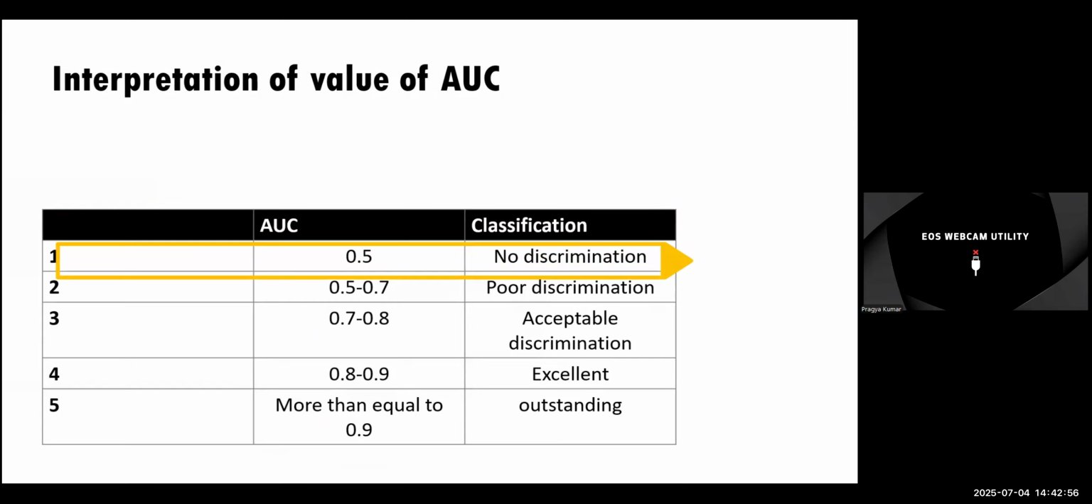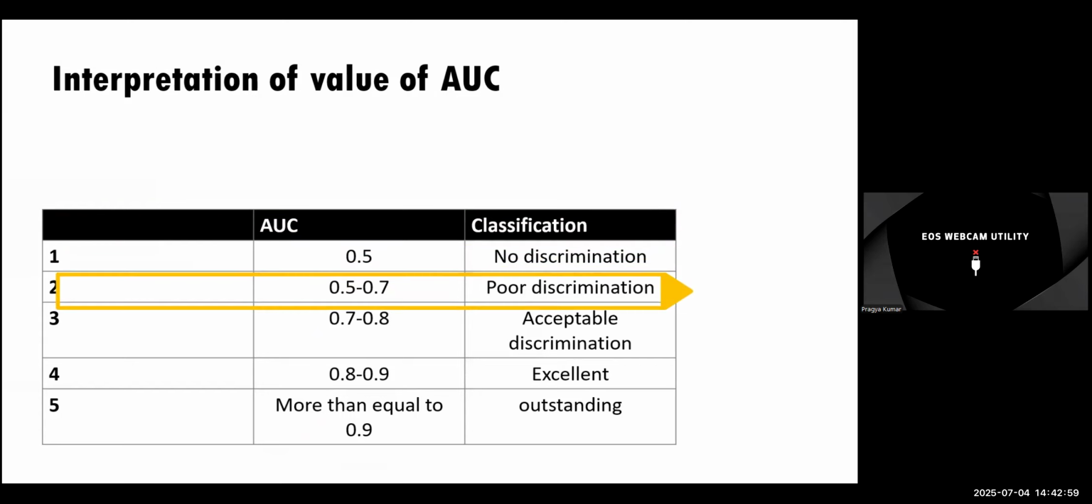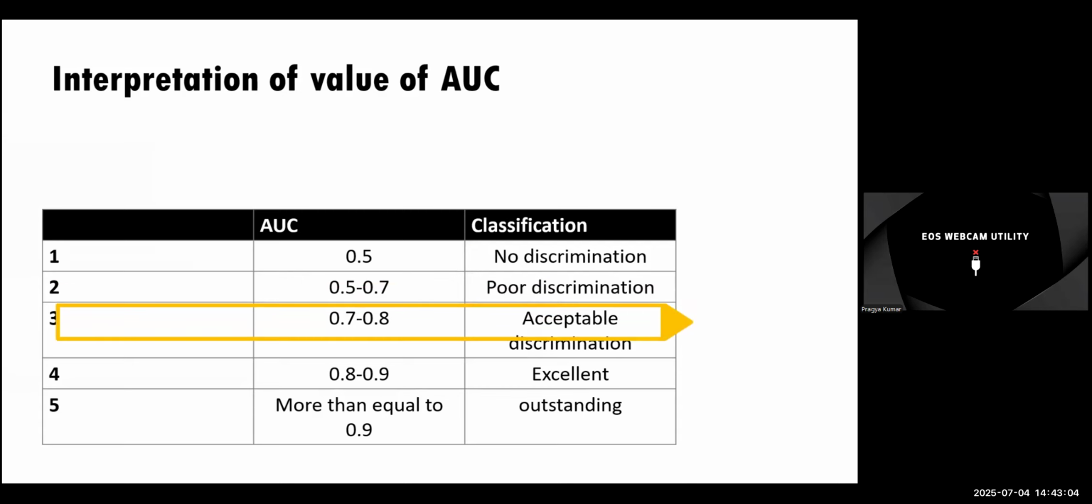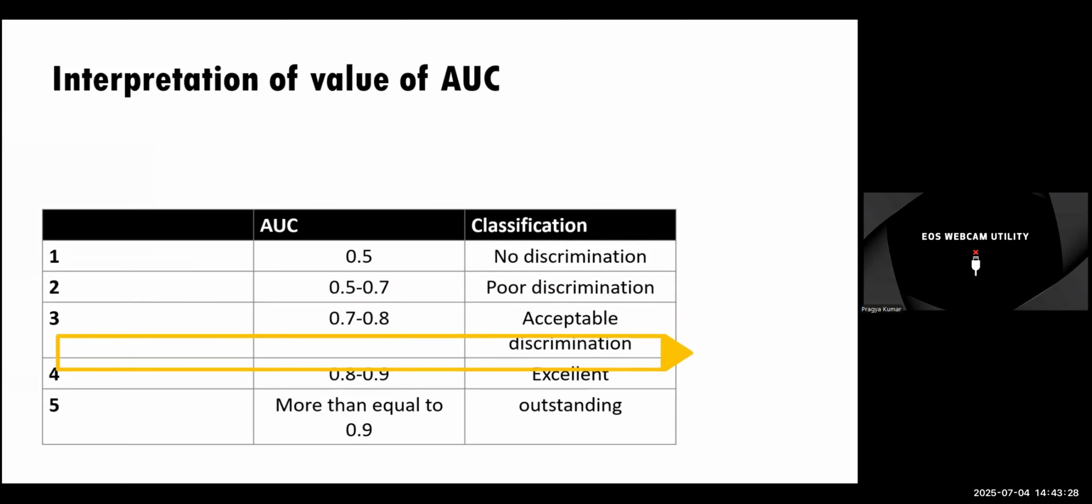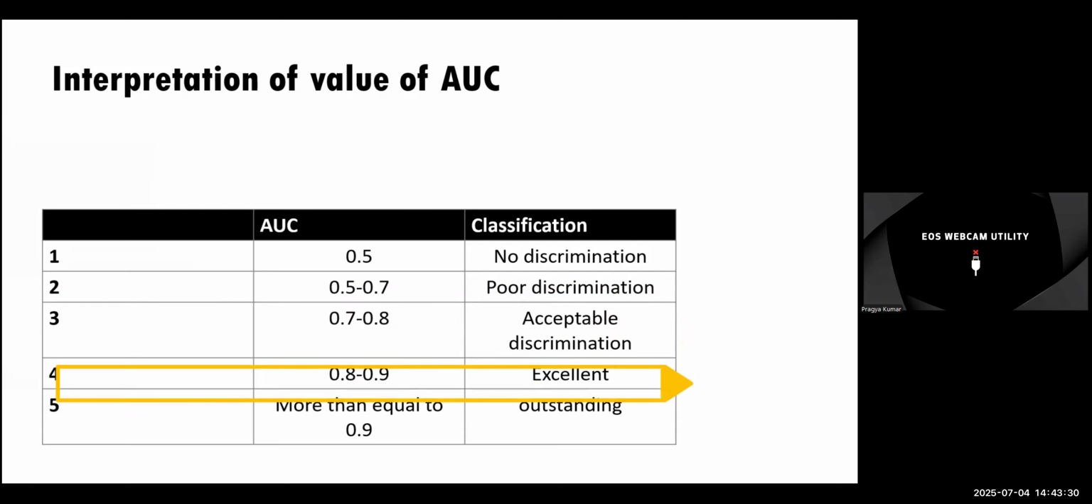If it is 0.5, you say that there is no discriminatory power. If it is 0.5 to 0.7, you say poor. And at least 0.7 should be there. In case of survival, we accept 0.6. Why? Because of censoring of data, it is slightly less. The value of the Harrell C index and C index is 0.6. But in case of AUC, at least 0.7 should be there. So greater than or equal to 0.7 is acceptable. If it is 0.8 to 0.9, it is excellent. And if it is more than 0.9, it is outstanding. So these are the values of AUC by which you can classify.